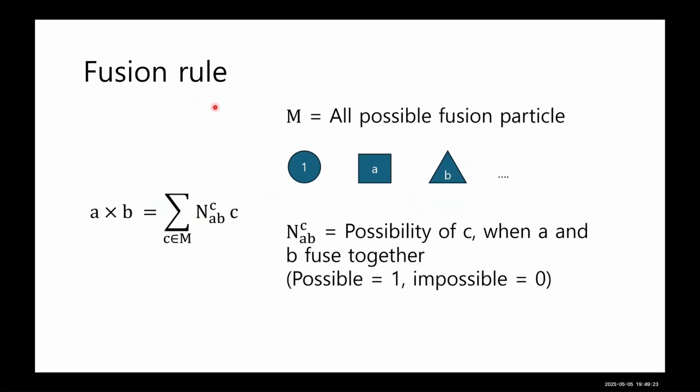To define the rule, we have to define all possible fusion particles first. So this is the M set, as I mentioned. And if there are two particles, that is A and B, and their possible fusion is like this. If C particle is possible from their fusion, N_AB^C is going to be 1. And if the fusion particle is impossible from the fusion, their result is going to be 0.